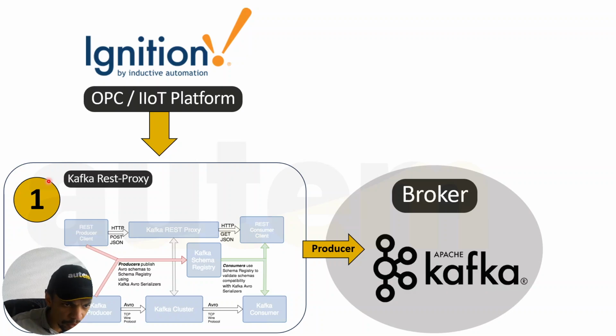The first option would be to use the built-in REST proxy of Kafka, but you will need to deploy the entire Kafka environment, which is very heavy. It's resource consuming. You will need a big infrastructure to do that. But if it's already implemented in your facility, maybe it's the way to go. It's that module, the Kafka REST proxy, that you connect with Ignition as an HTTP client. It will just post to this API, and the Kafka REST proxy will convey the information as a producer to the Kafka broker. That's the first option.